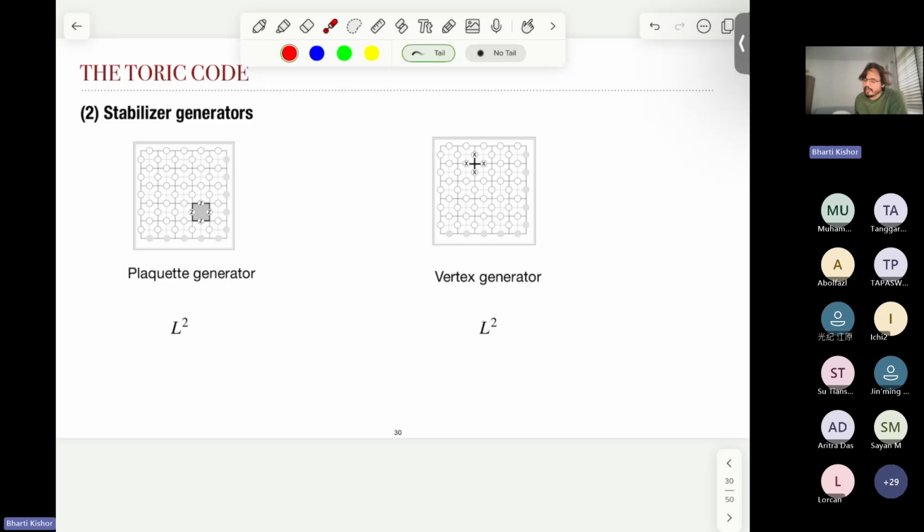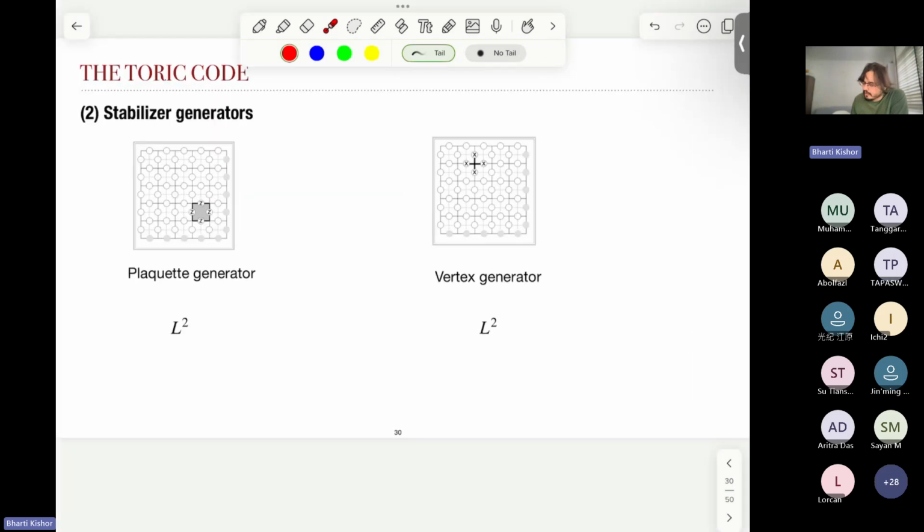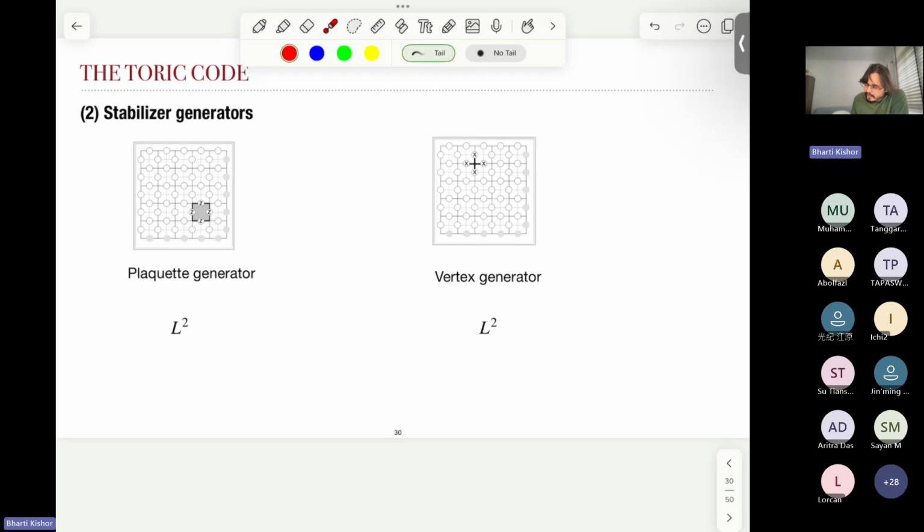The stabilizer generators that we have are given in terms of plaquette generators and vertex generators. Plaquette generators are defined in terms of a plaquette, the two-dimensional object. It's like Z, Z, Z, Z. That's how you define a plaquette generator. A vertex generator corresponds to a vertex. You can define it like X, X, X, X. There are L squared such plaquettes, so the total number of plaquette generators is L squared. Similarly, the total number of vertex generators will again be L squared.